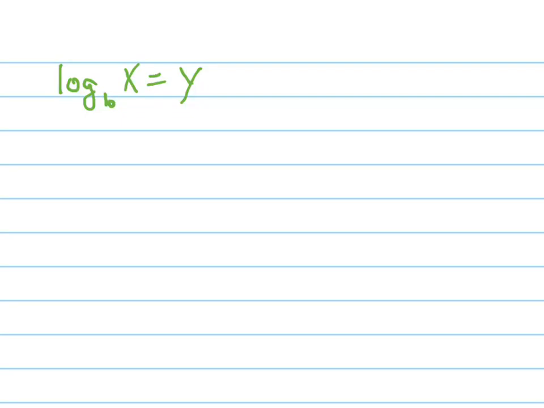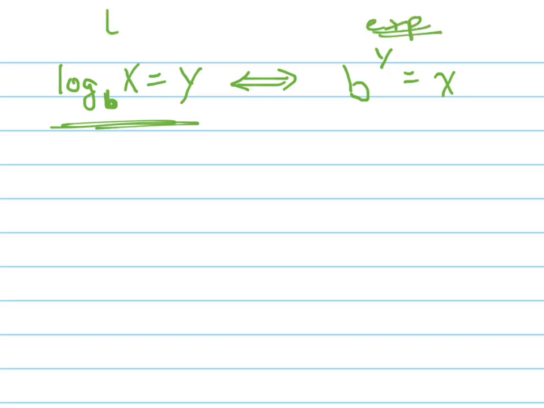So here's the basic property, the equivalence of a logarithm to an exponent. Some teachers call it the equivalence, and some people call it the definition of a log. And here's what it is. This double arrow means this is equivalent to. This equation is equivalent to b to the y equals x. So here's the exponential, and here's the logarithmic, and you can go back and forth between them.